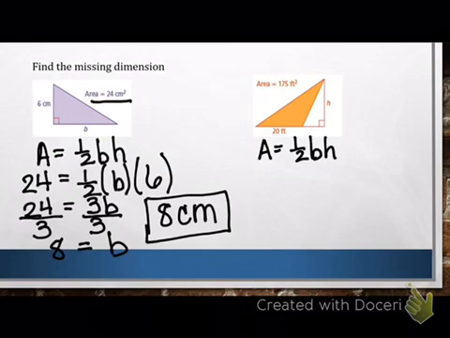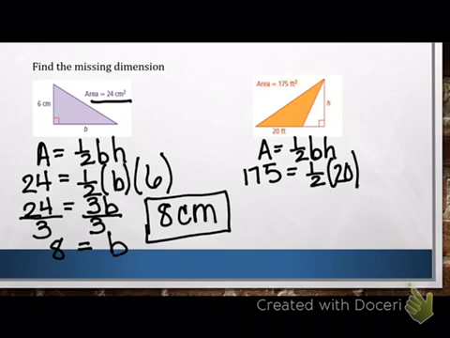We know our area is 175 feet squared. This time I know my base, I don't know my height. So I can say 175, what is half of 20? That's right, it's 10, and I bring down my H. And remember, I'm multiplying all 3 things together, so I'm still multiplying.